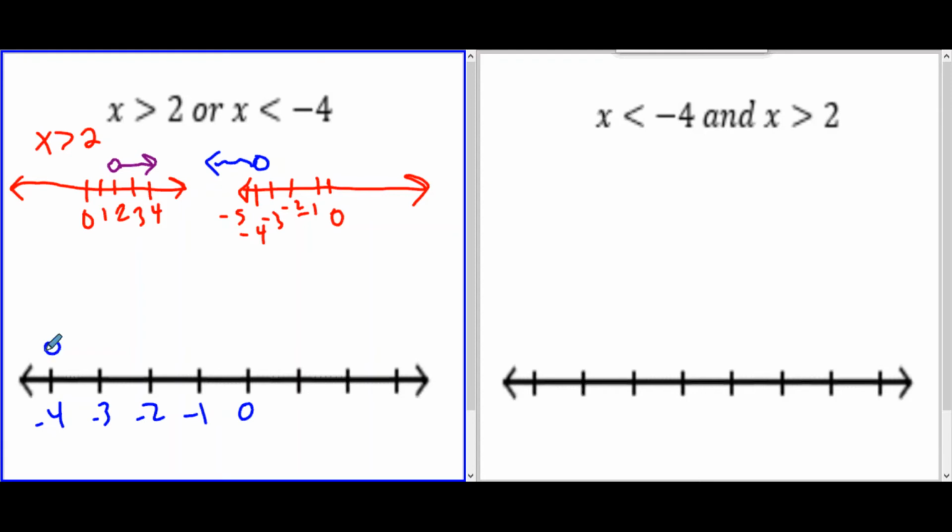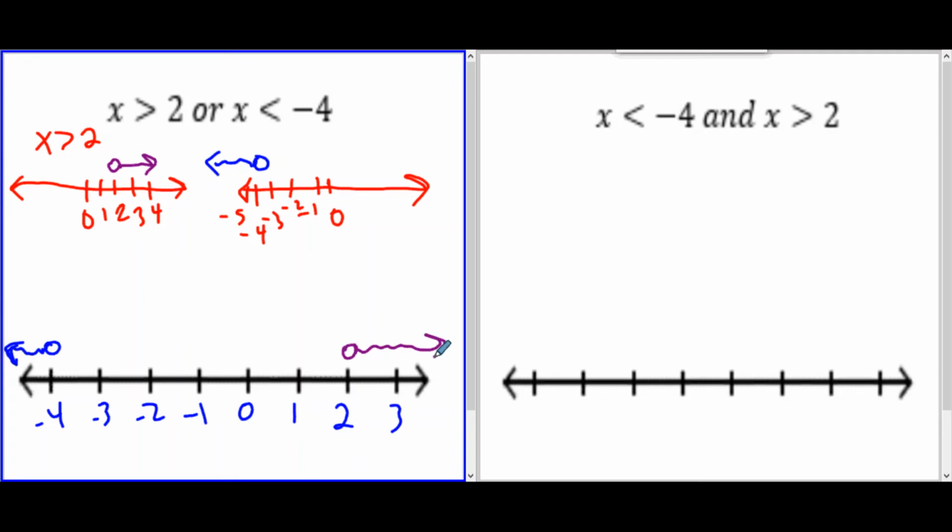I'm going to put an open circle there, and I'm shading everything to the left. Then I'm going to do the same with my x is bigger than 2. So I'm going to plot 1, 2, 3. So I'm going to plot this open circle at 2, and then I'm going to shade everything to the right of 2.